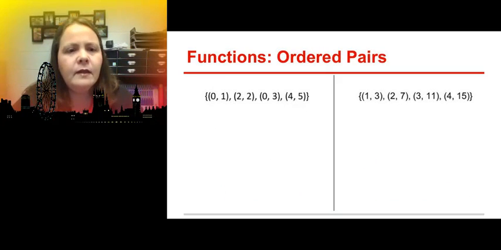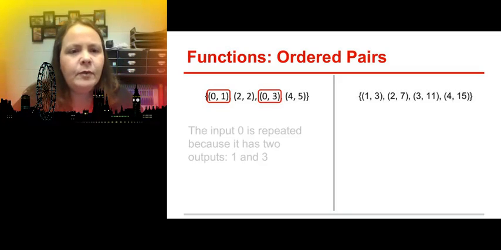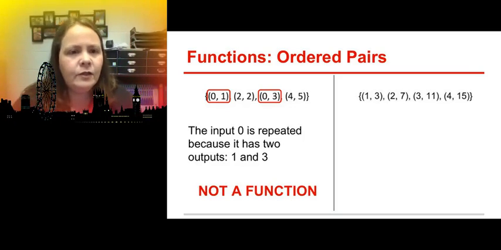All right, let's look at a set of ordered pairs. Remember, in a set of ordered pairs, the first value in the pair is your input or your x value. So in the set we have on the left-hand side, we have 0 paired with 1, 2 paired with 2, 0 paired with 3, and 4 paired with 5. Well, we called out 0 twice. It's paired with 2 different numbers. There's one input that has 2 different outputs. So 0 has 1 and 3 as outputs. Therefore, this is not a function.